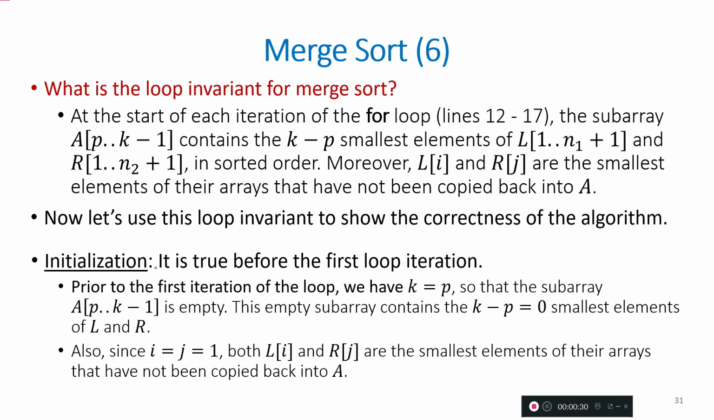This property tells us that at the start of each iteration of the for loop, which is on lines 12 to 17, the subarray A from P to K minus 1 contains the K minus P smallest elements of L from 1 to N1 plus 1 and R from 1 to N2 plus 1 in sorted order. Also, Li and Rj are always the smallest elements of their arrays that have not been copied back into A. So what does this mean?